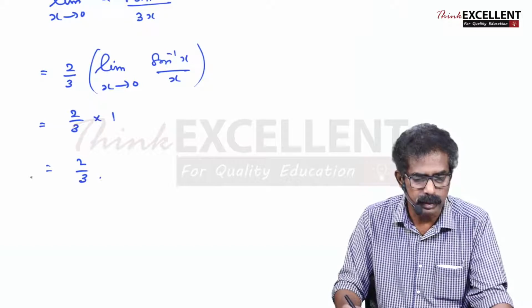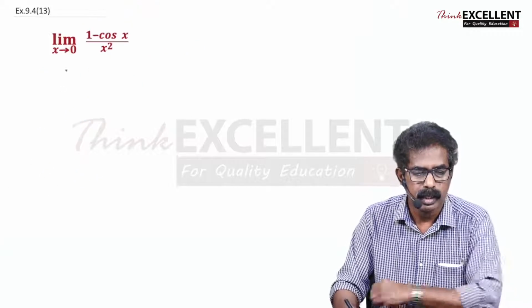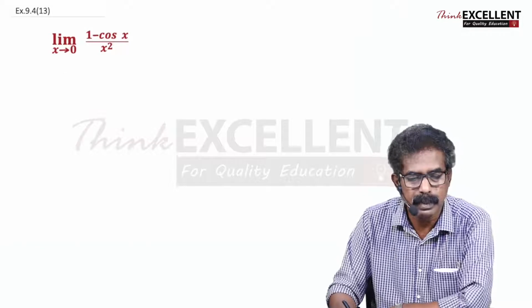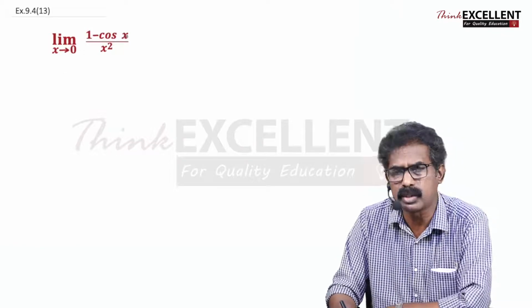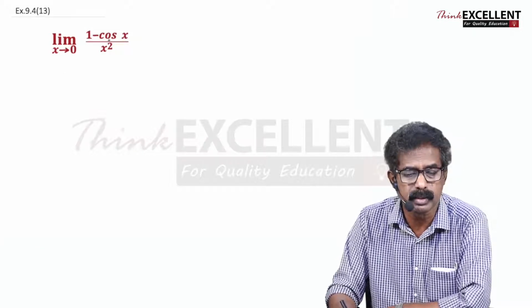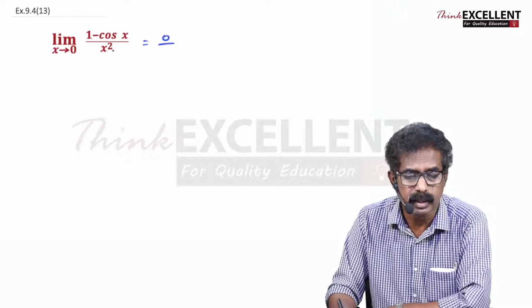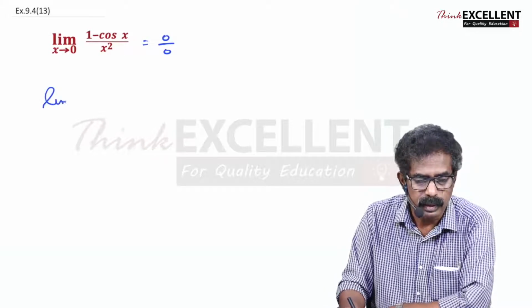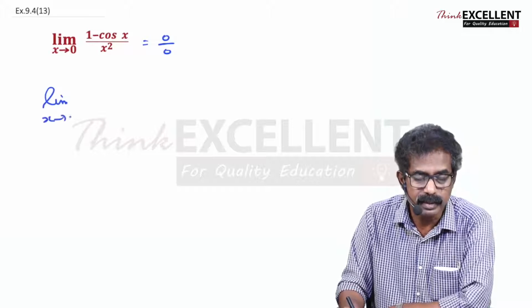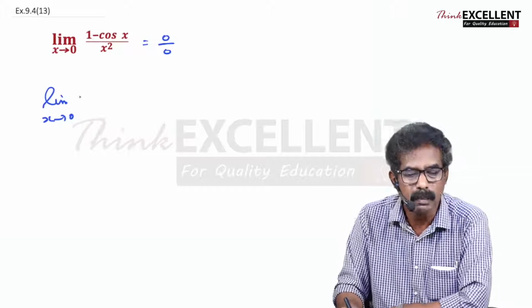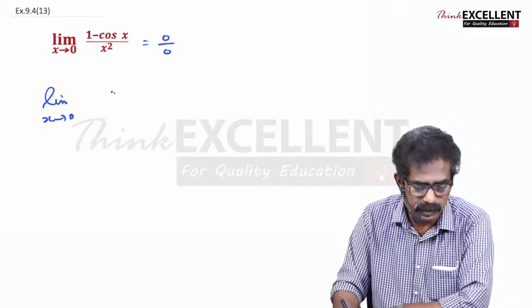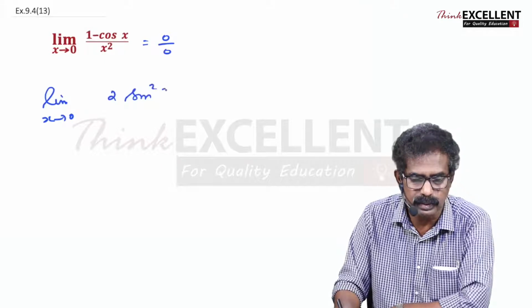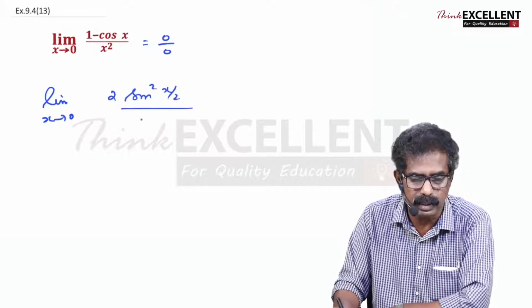Now question number 13. Limit x tends to 0. If I apply the limit directly, x you put 0. Cos 0. Cos 0 is 1. So 1 minus 1, 0 by x you are giving 0. 0 by 0 form. So what you have to do here, limit x tends to 0. Again trigonometric result you need. 1 minus cos x, it is 2 sin square x by 2. 2 sin square x by 2 by x square.